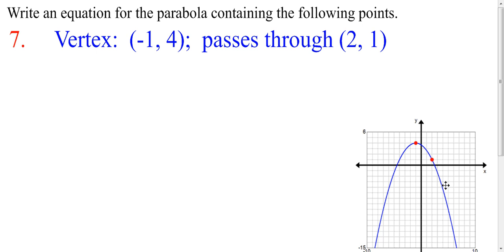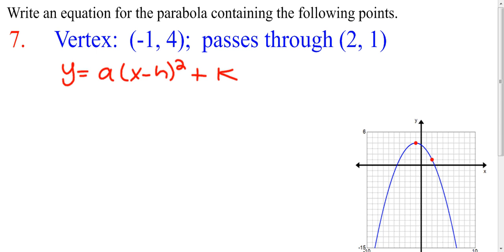That means I can see that this has to be a parabola that opens down, and so I know that my a value is negative. The problem is I don't know my a value. So if we look at the standard equation for vertex form, it goes like this.